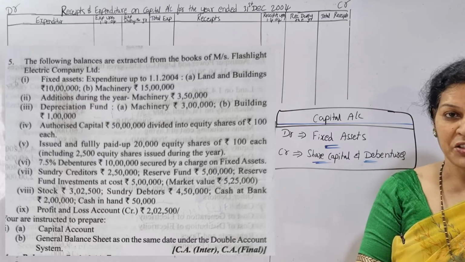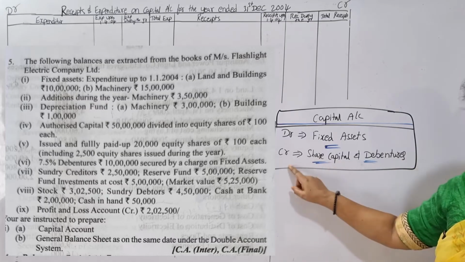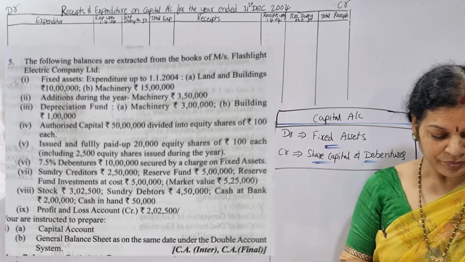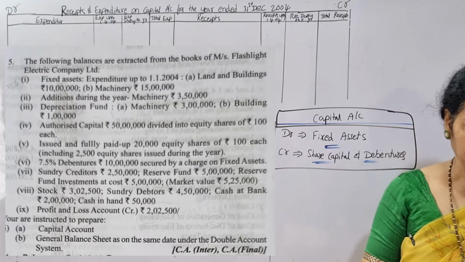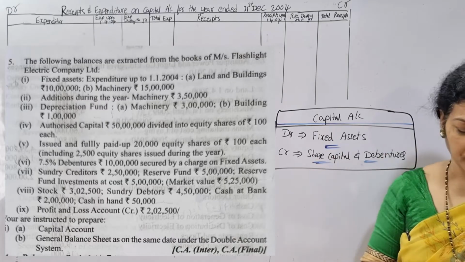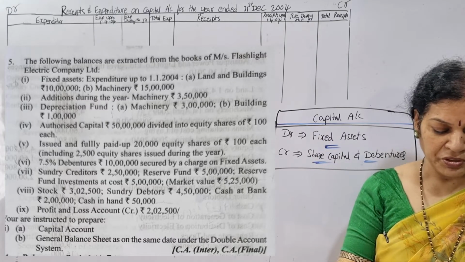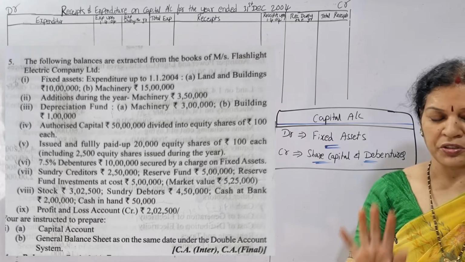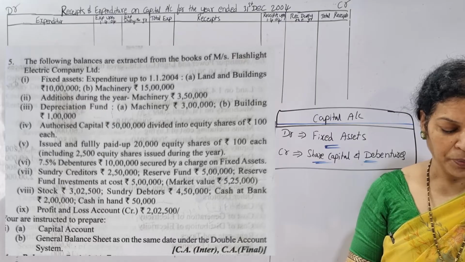This is equity share capital. Where do you write equity share capital? Credit side of capital account. Balance sheet we don't write. Next, 7.5% debentures. Debentures also go to capital account credit side. 7.5% debentures, 10 lakh rupees, secured by a charge on fixed assets. Debentures. Okay.